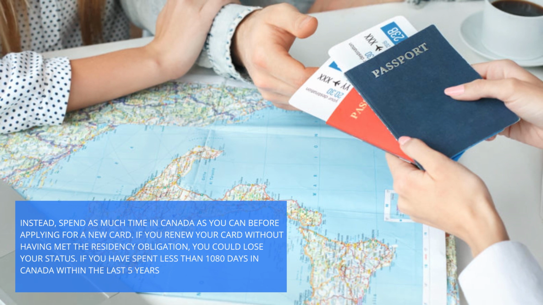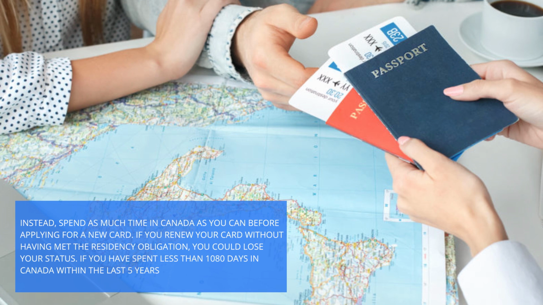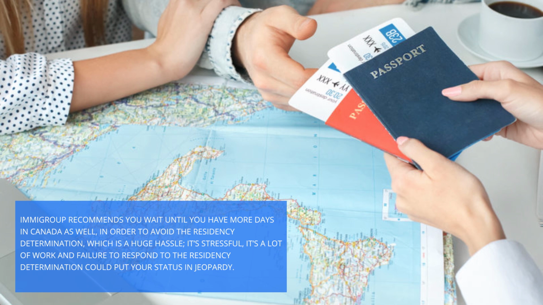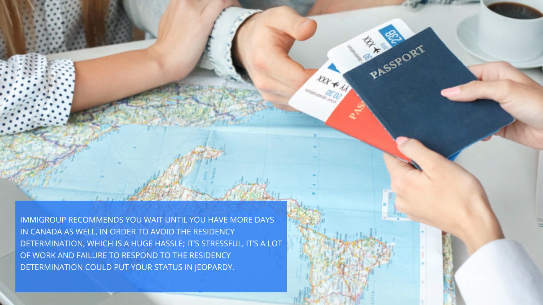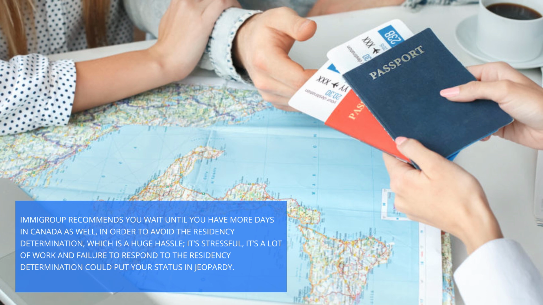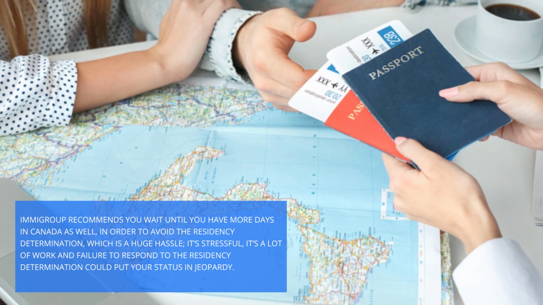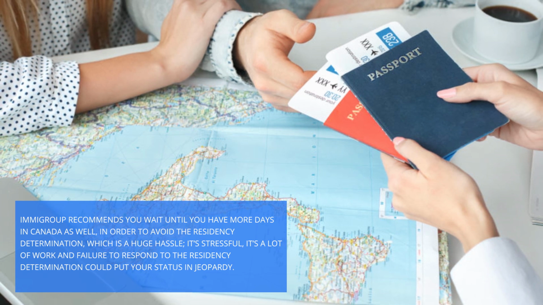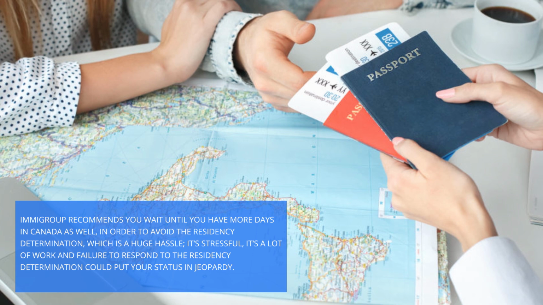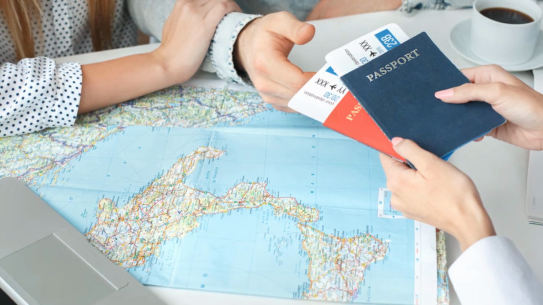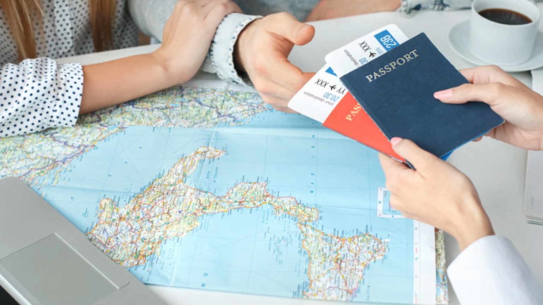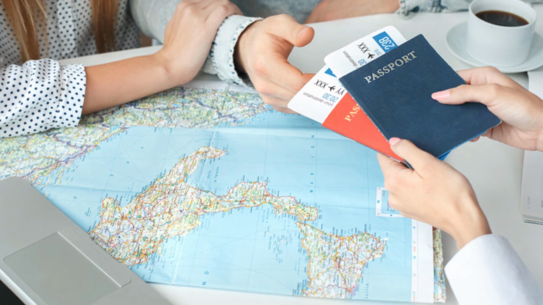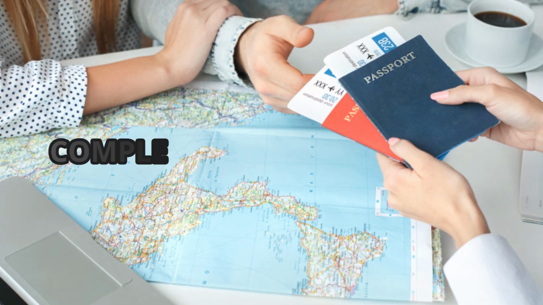If you have spent less than 1,080 days in Canada within the last 5 years, IMMIgroup recommends that you wait until you have more days in Canada as well, in order to avoid the Residency Determination, which is a huge hassle, it's stressful, it's a lot of work, and failure to respond to the Residency Determination could put your status in jeopardy. Please note that this page is based upon completing the February 2019 version of the PR card application and may not reflect the most recent version of the application.